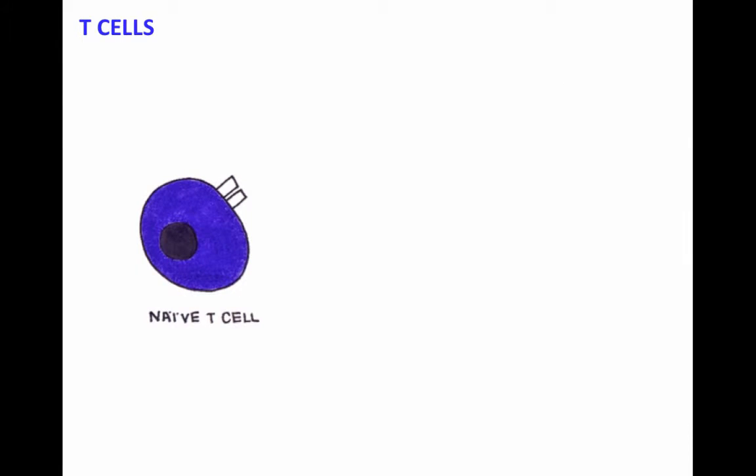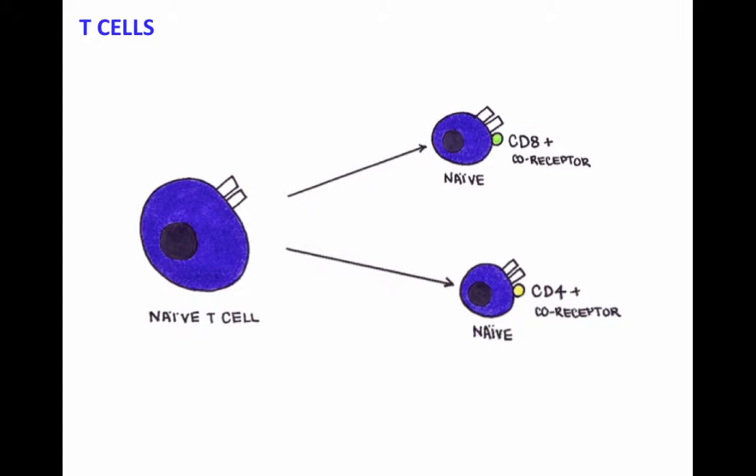The naive T cell can differentiate into either CD8 positive T cells or CD4 positive T cells. All this means is that the co-receptors to these T cell receptors are CD8 positive or CD4 positive. Now let's focus on CD8 positive naive T cells.